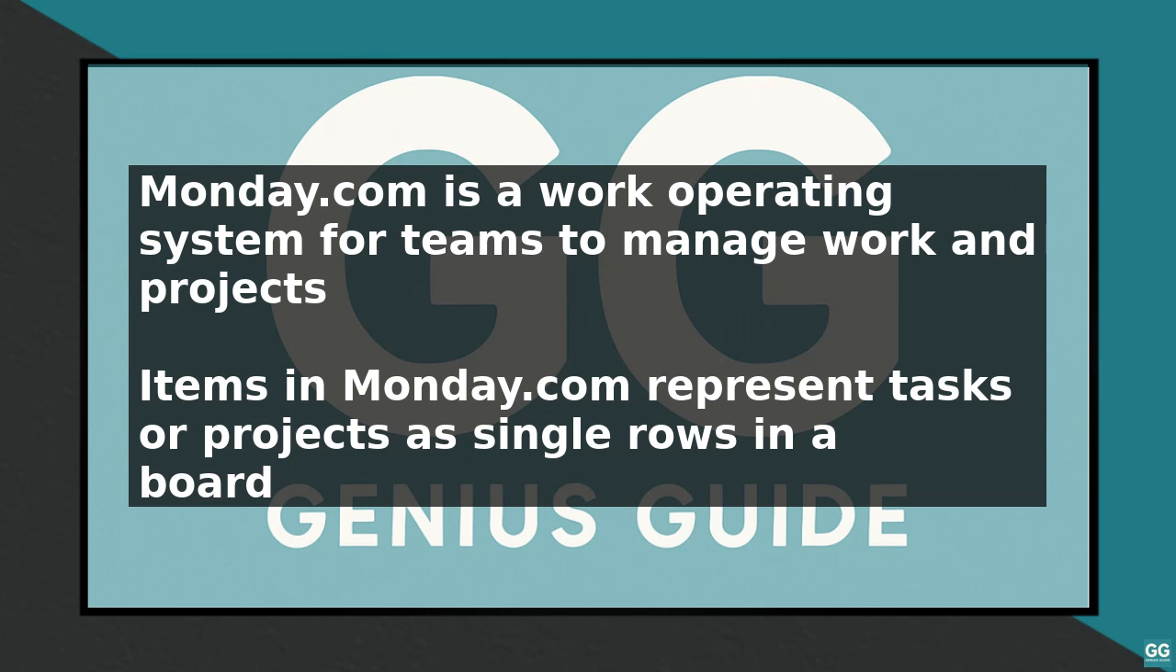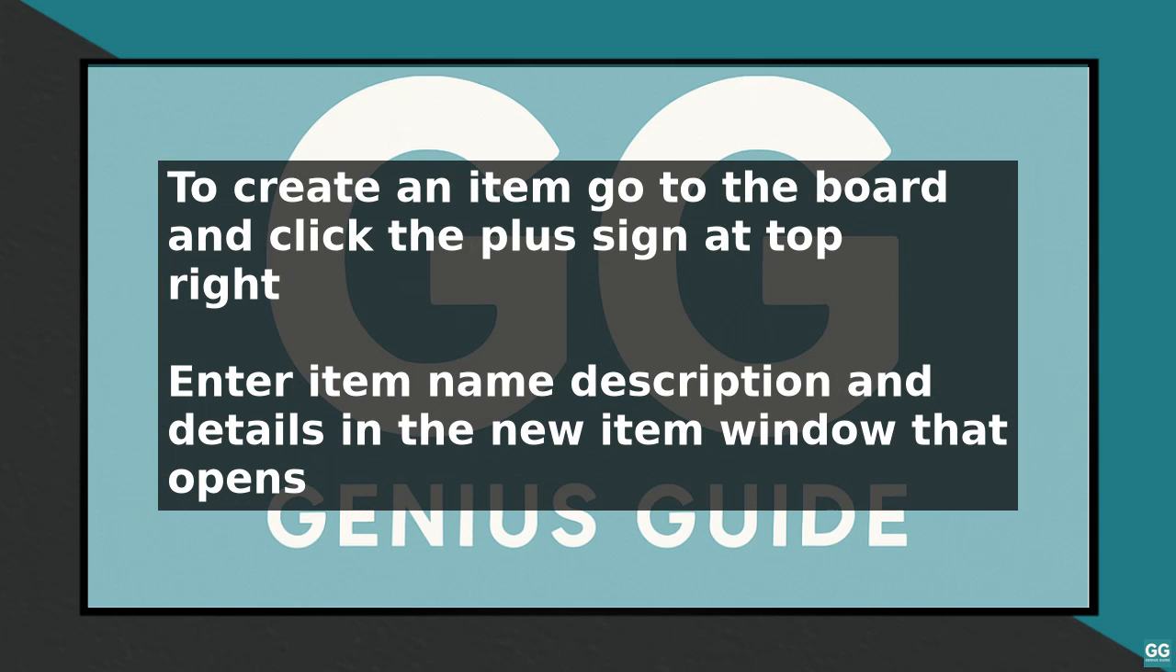To create an item, go to your board and click on the plus sign at the top right corner of the screen. This will open a new item window where you can enter the item name, description, and other relevant details. Once you have created an item, you can add various columns to it to track different types of information.